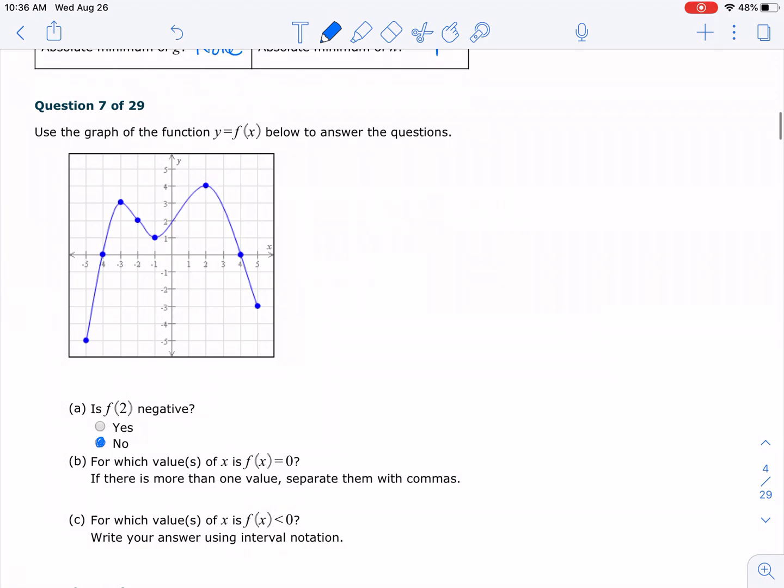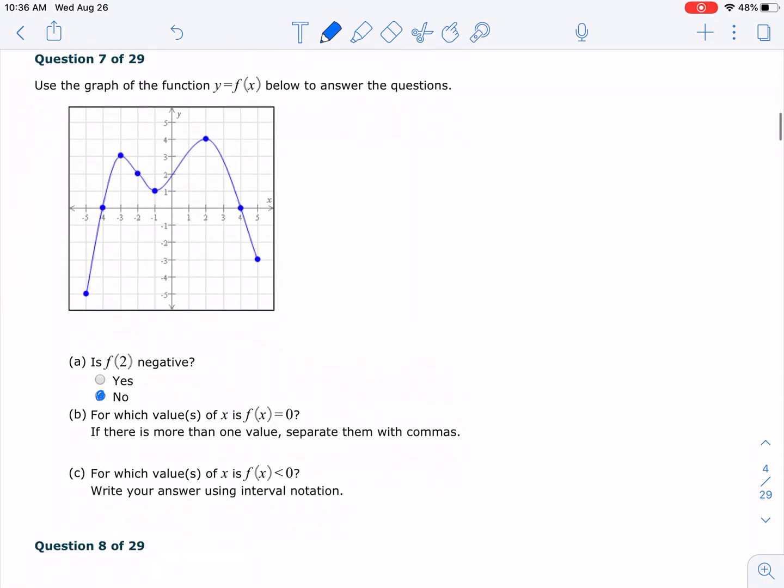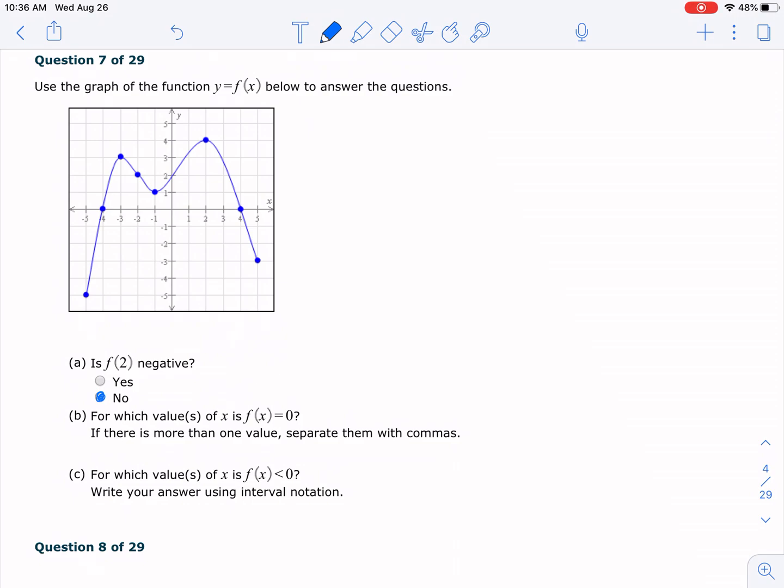Okay. And they're asking you for which values of x is f of x equal to 0. So f of x equals 0, which is this point and that point, right? So I'm going to just move on to C right here. For which values of x is f of x negative? So negative, what do we have? We have from here, right? These are negative, and these are negative.